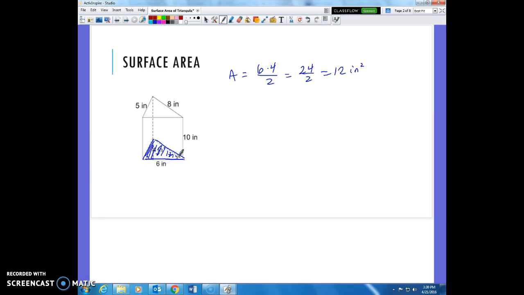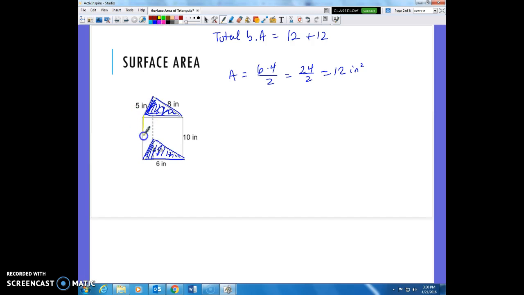So there's a triangle that has 12. This triangle is congruent to that triangle, so we know this also has 12. So my total surface area: 12 for the bottom, plus 12 for the top. And now we need rectangles. So let's take a look at the next part here.